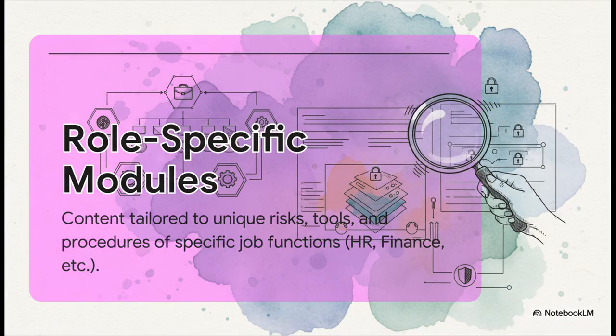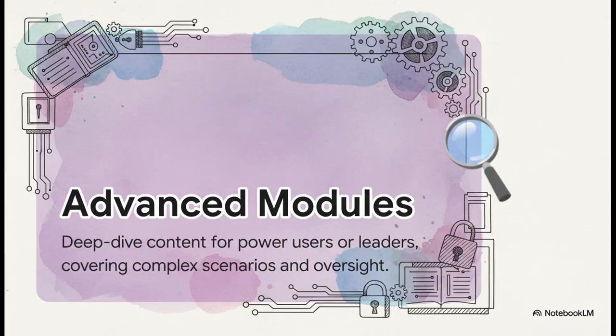Then, on top of that solid foundation, you start to layer your role-specific modules. And this is where training gets really powerful and relevant because the risks someone in HR faces are totally different from someone in finance. This layer gives people targeted content that speaks directly to their day-to-day work. And finally, for your specialists, your power users, and your leaders, you have advanced modules. These are the deep dives for the people who really need to get into complex scenarios or who are in charge of strategic oversight.